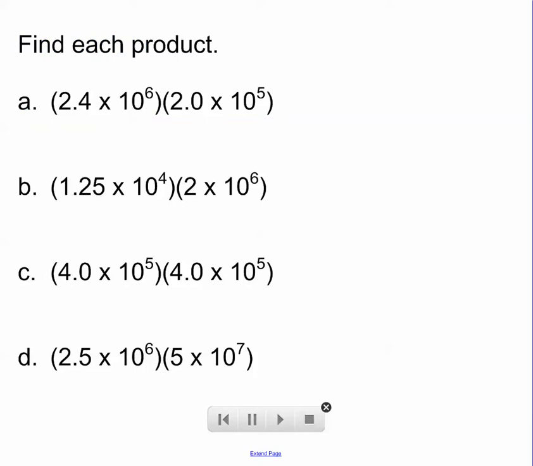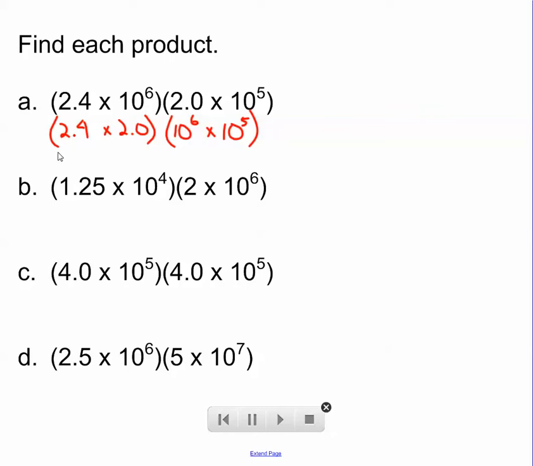We're being asked to multiply these two numbers that are in scientific notation. We've got 2.4 times 10 to the 6th power. We're going to multiply that by 2.0 times 10 to the 5th power. Well, the first thing we need to understand is that multiplication is commutative, so it doesn't matter what order we do it in. Because of that, I'm going to rearrange all this stuff here. Multiplication is also associative, so I can rearrange this stuff.